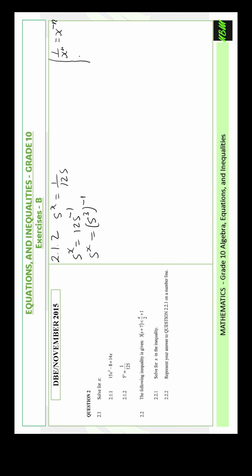Then we apply another law of exponents that says a to power x further raised to the power of y will be equal to a to the power of, you multiply the exponents, x multiplied by y. We do the same thing. 5 to power x will be equal to 5 to power 3 to power minus 1. 3 multiplied by minus 1 is negative 3. So now that we are having the same exponents, what do we do? I mean the same bases. What do we do? We equate the exponents. Now we are saying x will be equal to negative 3.